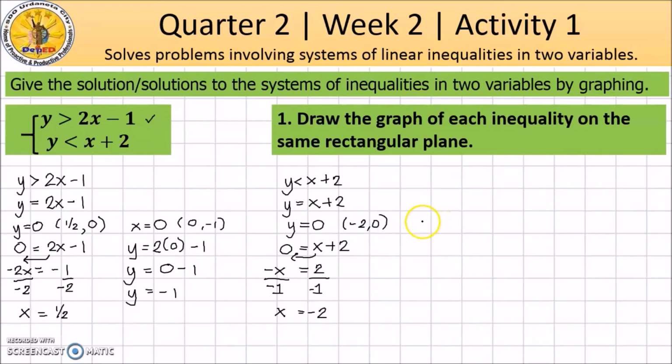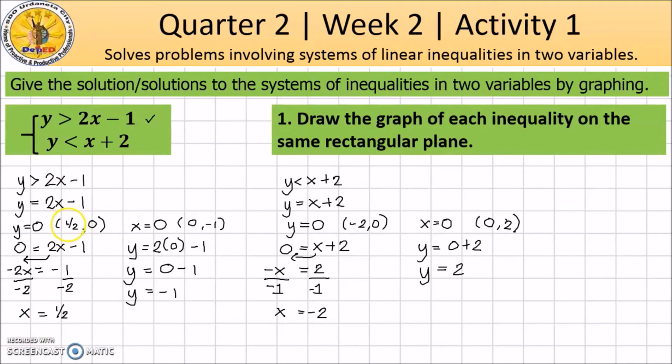And for the y-intercept, we will let x be 0. So we're going to change variable x in this equation to 0. So we have y is equal to 0 plus 2. Simplifying the right side of the equation, we have positive 2. Now our y-intercept is 0, 2.